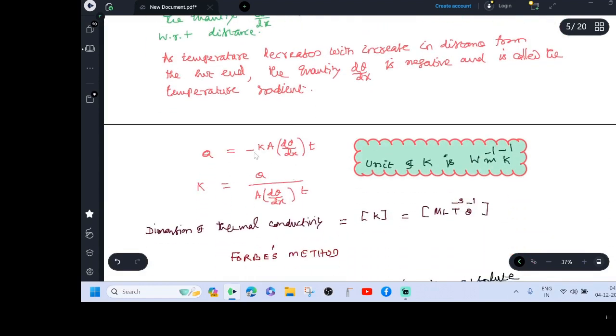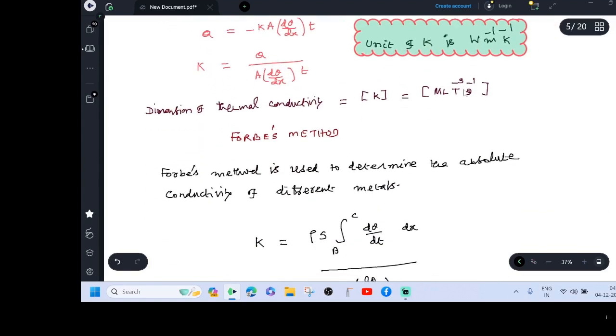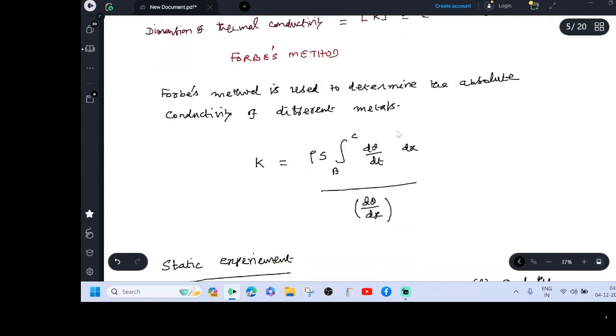Therefore, Q equal to minus K into A into d theta by dx into T. K equal to Q divided by A into d theta by dx into T. Unit of thermal conductivity is watt meter power minus 1 Kelvin power minus 1. Then this is the dimensional formula for thermal conductivity.